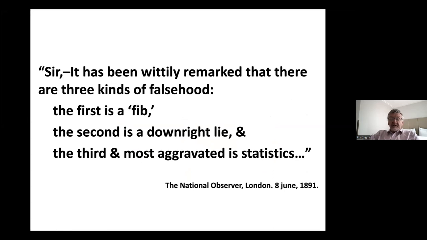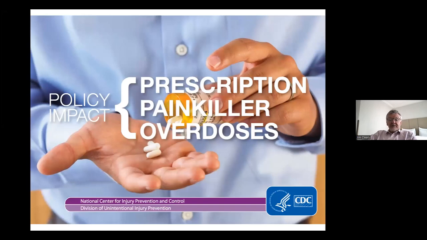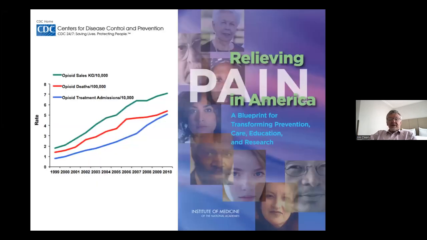And this is from another, I'm quoting a lot of 19th century documents. It has been wittily remarked, there are three kinds of falsehoods: fibs, downright lies, and the third and most aggravated is statistics. And it's probably how I've always felt about statistics, but I won't get into trouble for going that way. This is a report from the CDC, prescription painkiller overdoses. It applies to the United States and our crisis here as we go forward.